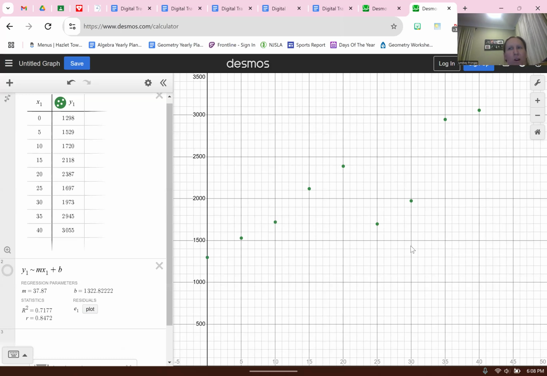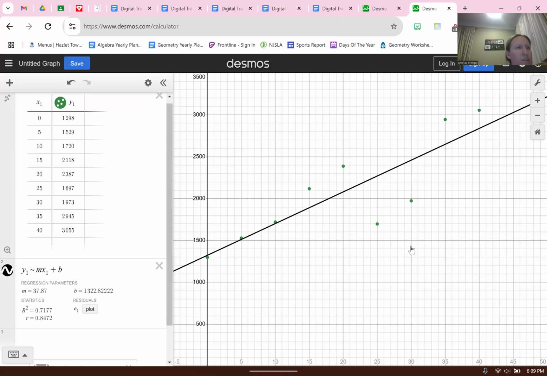When you do Y1, if you just hit 1, it automatically makes it that subscript. You don't have to do anything fancy there. And that little squiggly is in the top left side of your keyboard. Okay. And I'm going to now turn this on so you can see the line of best fit. And Desmos is telling us that based on our linear regression, that would be our line. And they do M and B. So it gives us our M is 37.87 and our B is 1322.